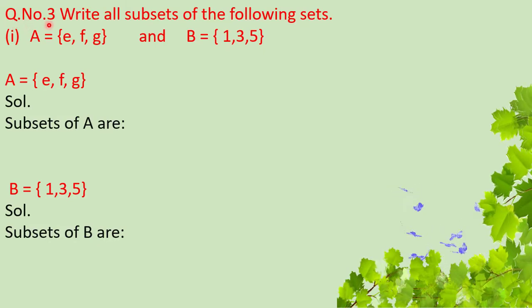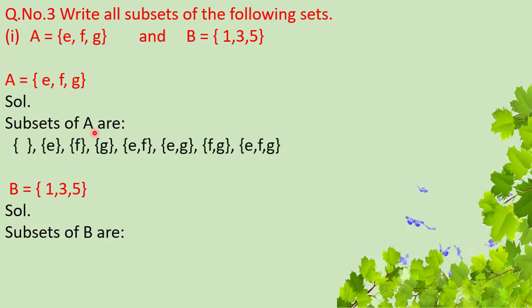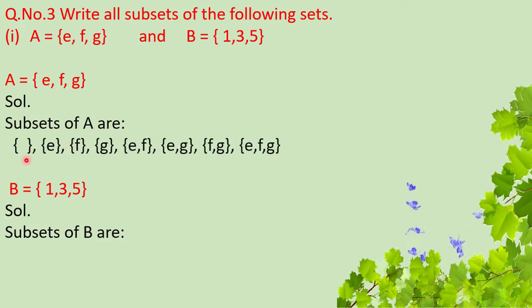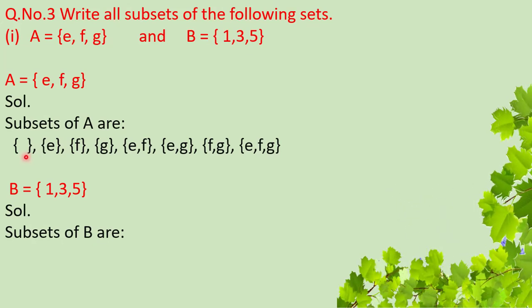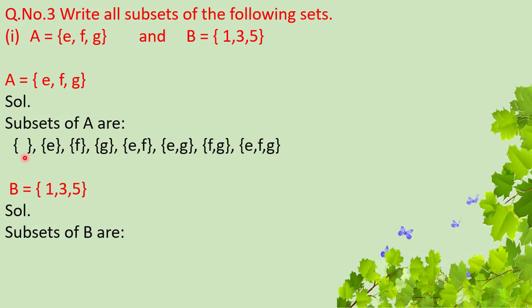Question number 3 is given over here, that is, write all subsets of the following sets. Here set A and B are given. Set A contains elements E, F and G. We have to write subsets of set A which are given over here as. You already know that empty set is a subset of every set. So firstly we will write here empty set, which is also denoted by these curly brackets with no element.